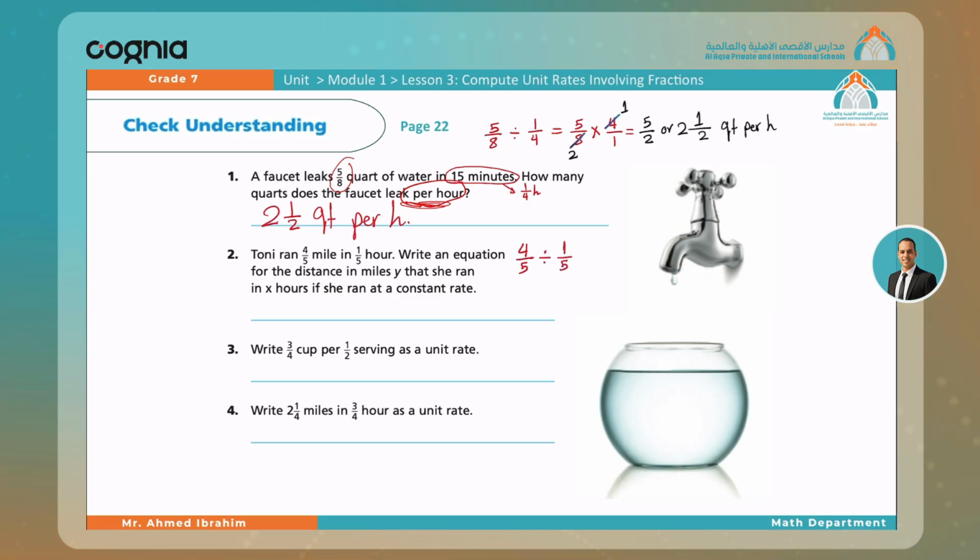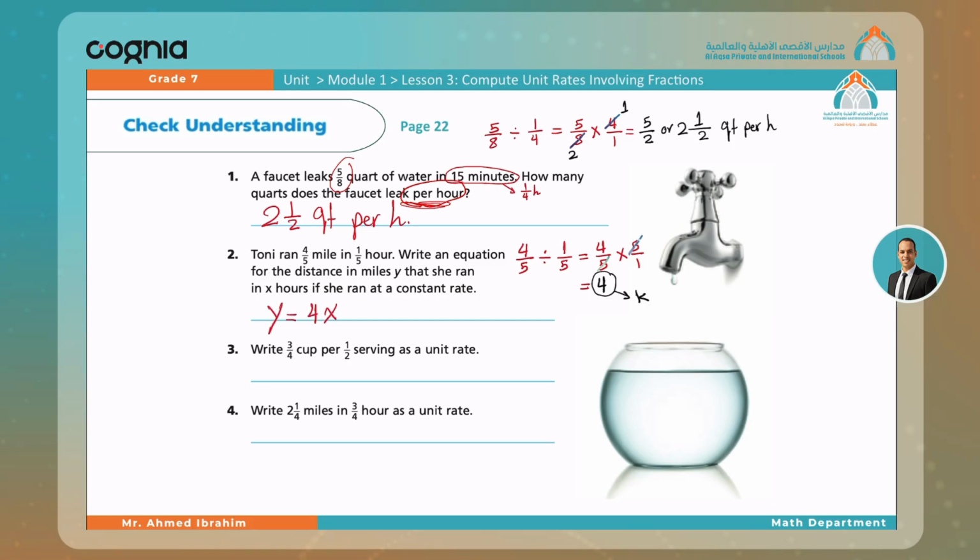You do the same, keep, change, flip. Keep the 4/5, change the divide into multiply, and flip the 1/5 to 5/1. You can cross out the 5 with the 5, so you will be left with 4/1, which is 4. And this 4 is the k, guys. And the equation is y equals kx. So instead of k, just put 4. So it will be y equals 4x.